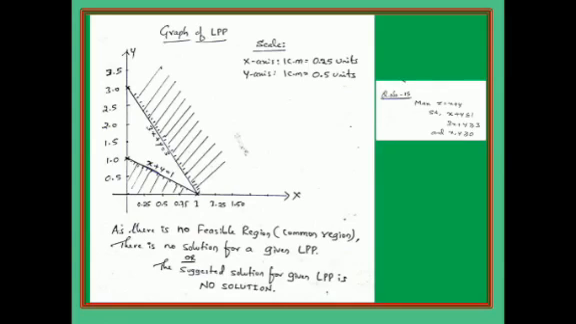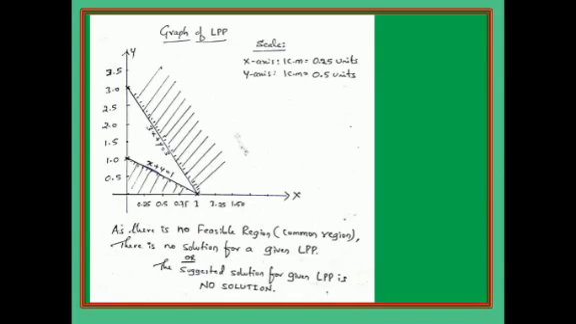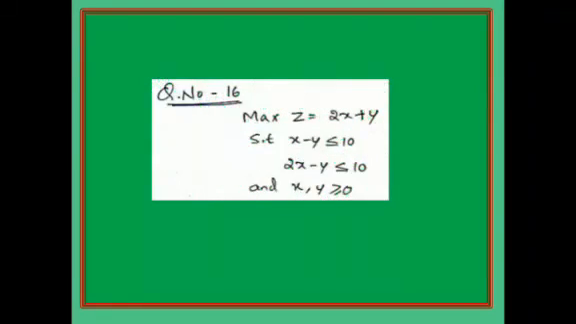Next problem we shall concentrate on. Question number 16. Maximization of z equal to 2x plus y subject to x minus y less than or equal to 10, then 2x minus y less than or equal to 10. And non-negativity restrictions are there as x, y greater than or equal to 0.